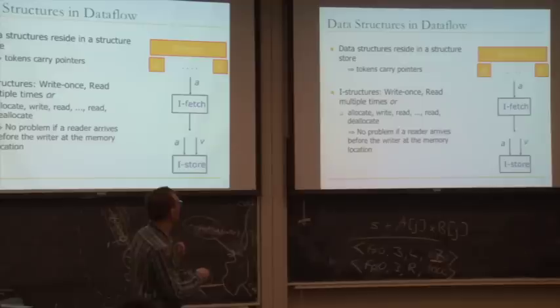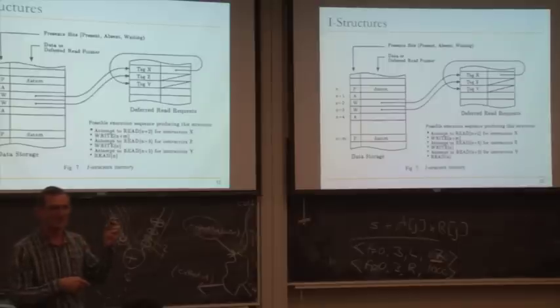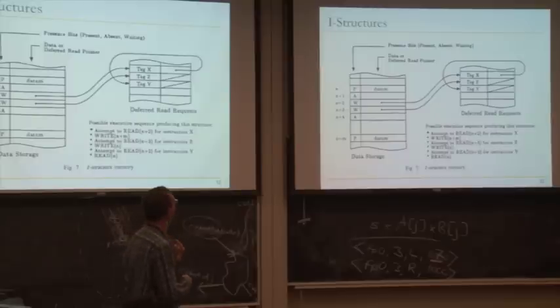And there's no problem if a reader arrives before the writer at the memory location, because we're going to use the concept of full empty bits. If a location is not produced yet, the value is not produced yet, then the reader just waits for the store. And that's the idea of I structures. For each memory location, you have presence bits. It could be present, full, absent. I guess in this case, waiting is the empty.